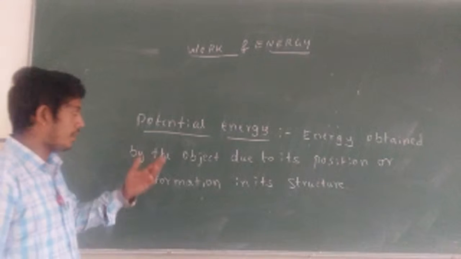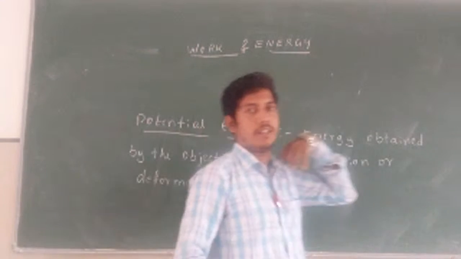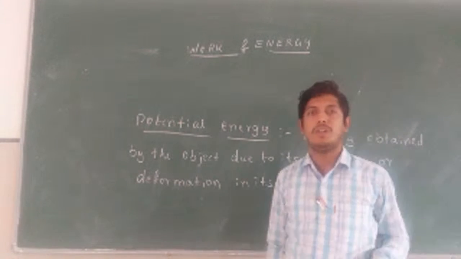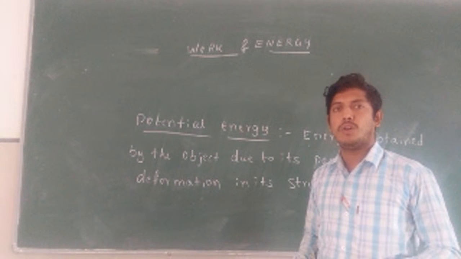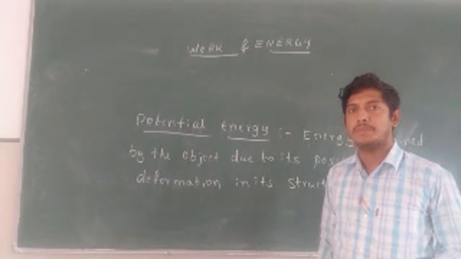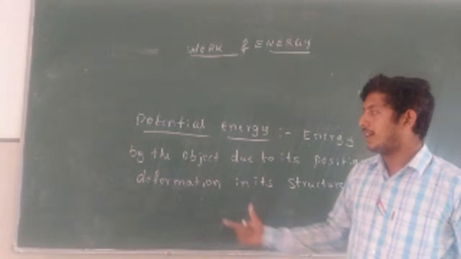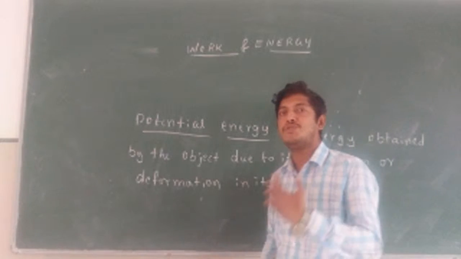Deformation. So here the first one is due to its position. That means the object is at a particular height. For example, a mango present on the tree. It has a particular height from the ground. Therefore, that is the example for potential energy. And the second part is due to the deformation in structure, that is, change in structure.